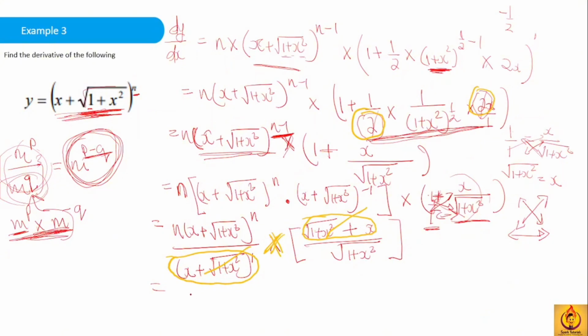And when they cancel each other, we are now going to have n multiplied by x plus root 1 plus x squared, all of that to the power n, divided by, because we're multiplying, root 1 plus x squared under the square root. And that will be our final answer for this question.